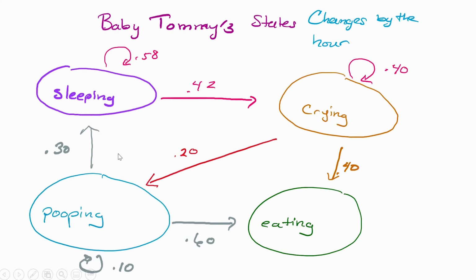And I got a little lazy for the eating. Usually babies who eat well go to sleep, but I didn't have an arrow going to sleeping. I just said, hey, they eat, diaper's dirty again, 70% chance, or they might just continue eating with a 30% chance. And again, notice the 30% and 70% add up to 100%.